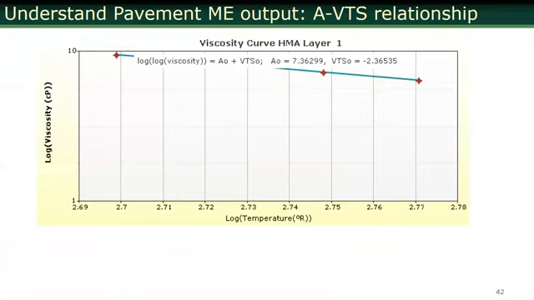Another output you will see from the pavement ME is what we call the AVTS relationship. We talked about it a little bit yesterday. What it says is log of viscosity is equal to A0 plus VTS 0, and this is kind of incomplete actually. There must be a typo in the output. In any of the versions, do you see AVTS times temperature here, or never? Do you remember there's a typo in the pavement ME output? You don't recall? Okay. There's always a typo. Unfortunately, they haven't fixed it yet.